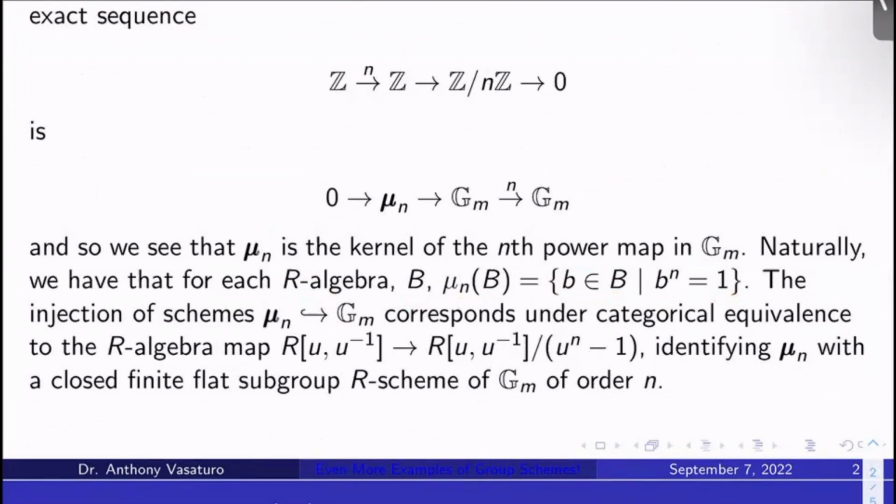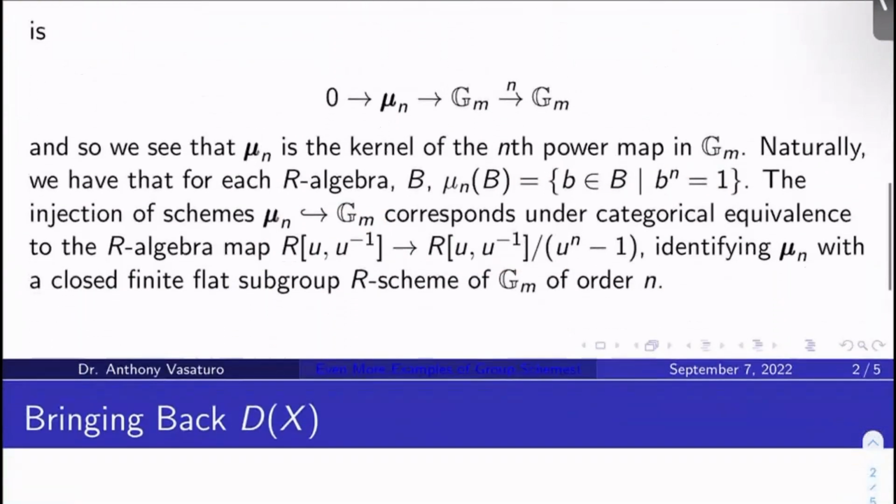Okay, and then because of this exact sequence here, we have an injection of schemes mu sub n into G sub m. And that corresponds under categorical equivalence to the R algebra map from R adjoin U inverse to R adjoin U inverse mod U to the n minus 1. This is sort of what you expect, right? You take the thing that G sub m is the spec of, and you create a quotient out of it in which nth powers are 1. And what this injection shows is that mu sub n is a closed finite flat subgroup R scheme of G sub m of order n. And so it's of interest because of the finite flatness. That's what this whole chapter is about, right?